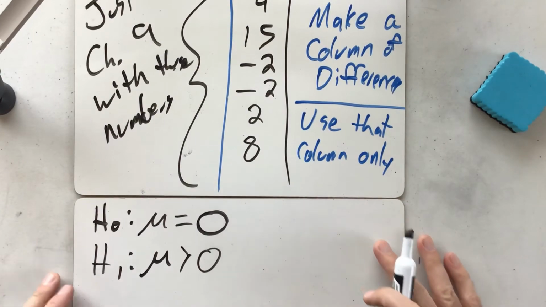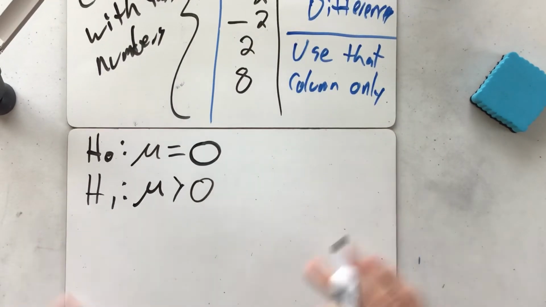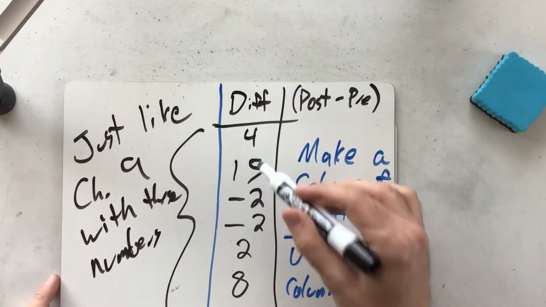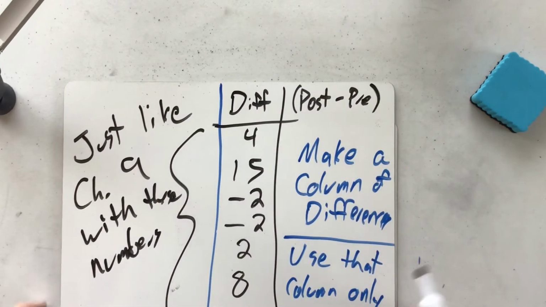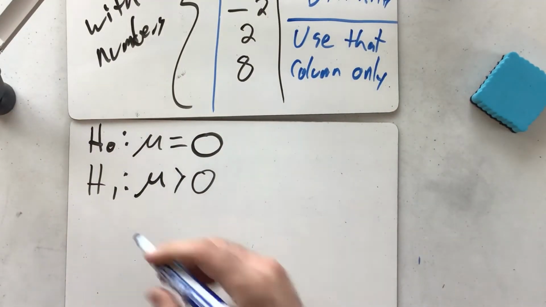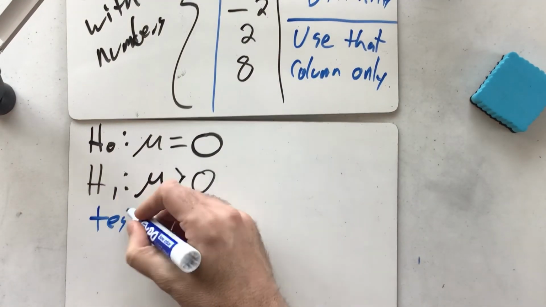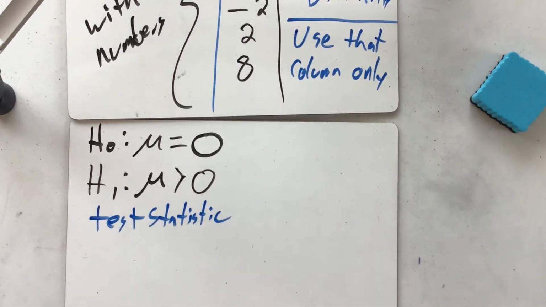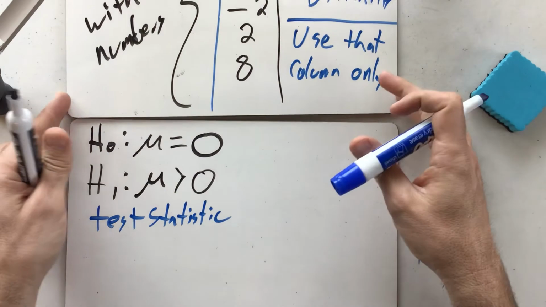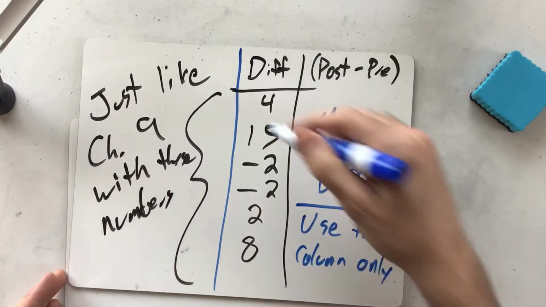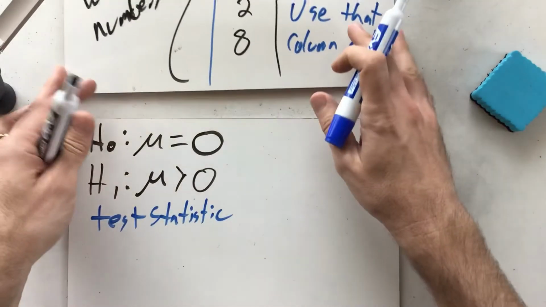Okay, so these are my hypotheses. Now I have to pick my test. The next thing I want is my test statistic. Am I going to do a Z or a T test? The answer is a T test, because I have no idea what the standard deviation for this is. So I'm going to do a T test.